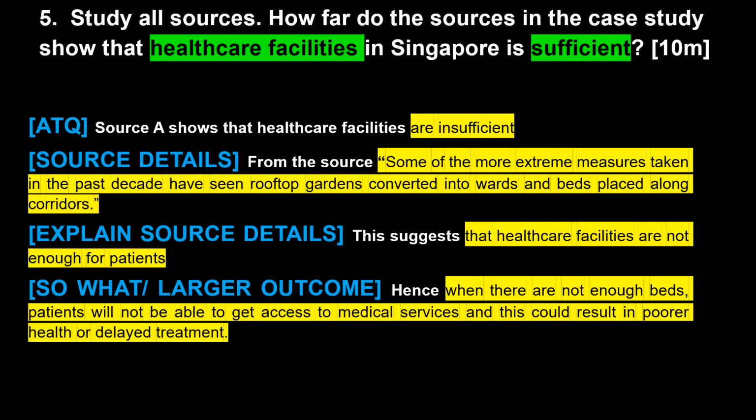Okay, so the guide that is in blue, the ATQ, source details, explain source details, the so what, the larger outcome. These are just ways to help guide you in how to answer. Will you get them in the end of the year exam? No. So you have to roughly remember how to answer this 10-mark question. Okay, and if you look really carefully, it is basically a simple inference question. All right, answer the question, source details, explain source details. The only added difference is definitely the so what, the larger outcome.